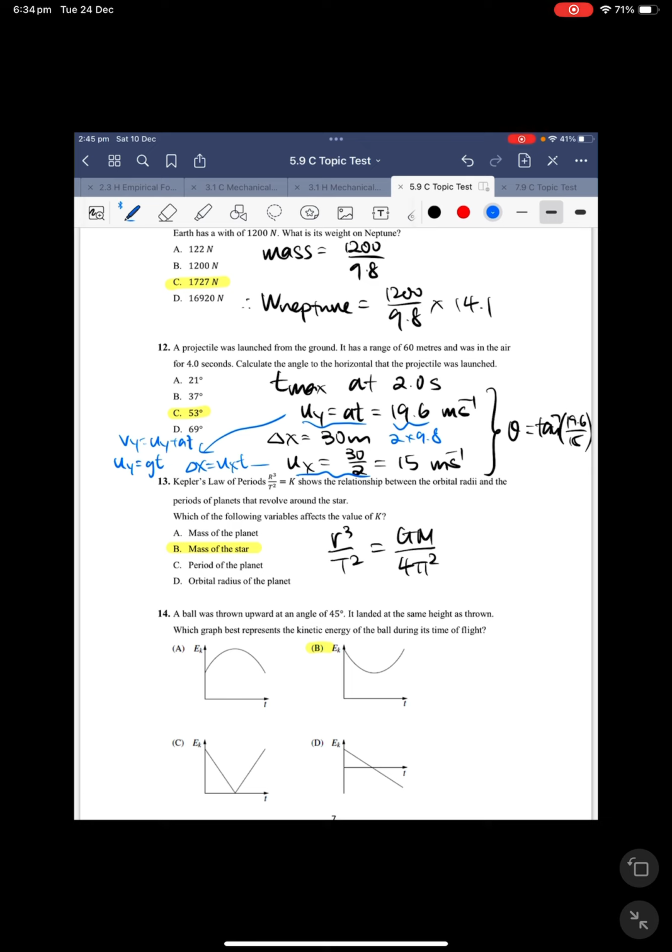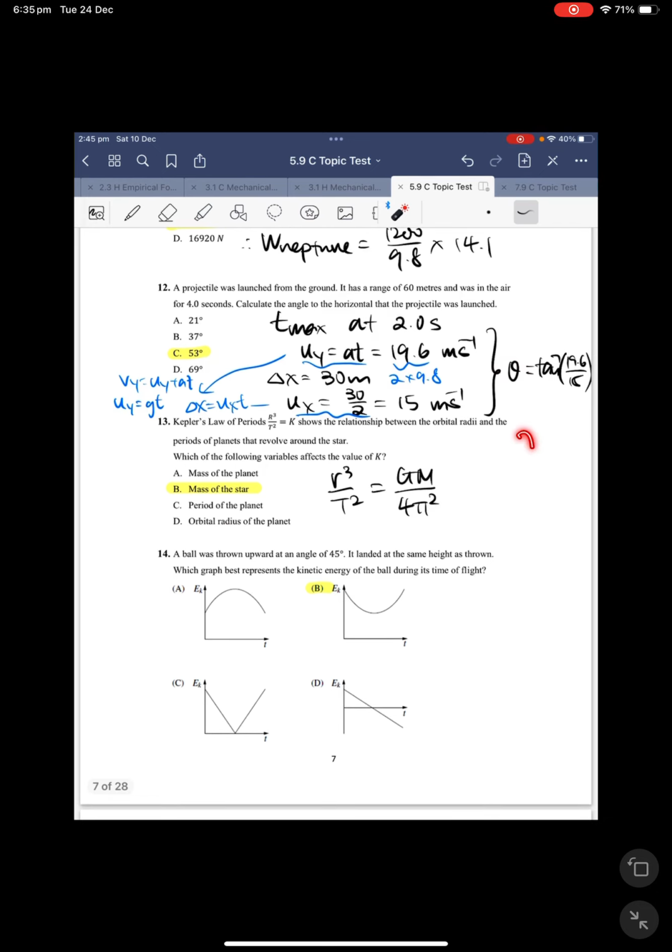We rearrange that and you get ux equals the distance 30 divided by the time 2, and we get 15 meters per second. And so finally, we just need to take the inverse tan of the ratio of the vertical velocity to the horizontal velocity to get the launch angle, which is 53 degrees. So the answer is C.